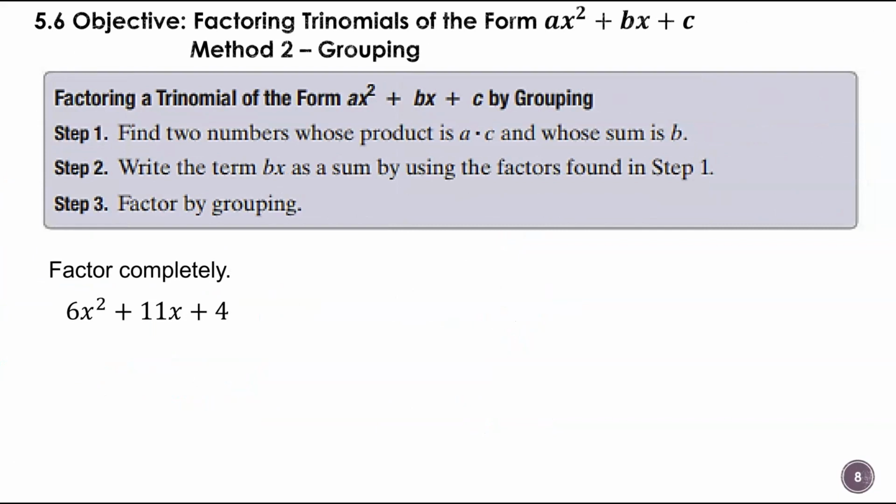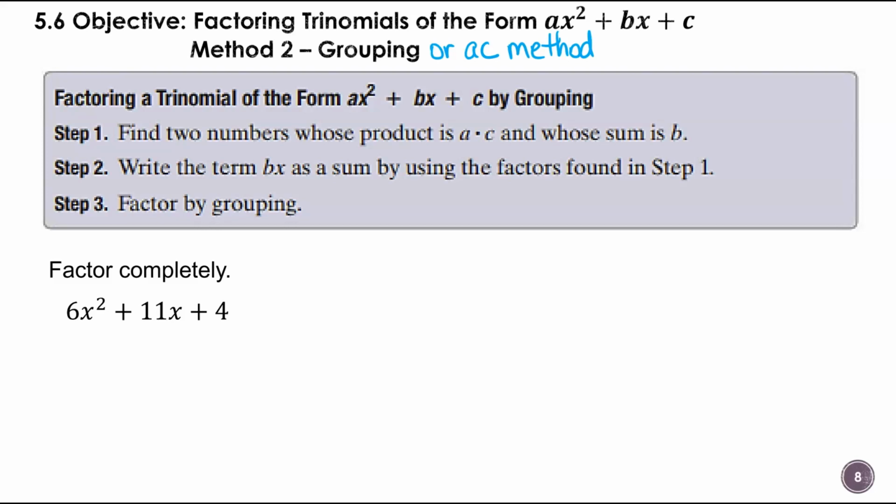All right, so here's the next one. Now this method's called grouping. In other books that I've taught from, I also called this the AC method, right? And that's because we multiply the A times C and then we try to find a sum that equals the B. Okay, so A times C to get the B, and then we write the term bx as a sum by using the factors found in step 1. This probably sounds confusing, but I'm going to show you exactly how this works. And then we factor by grouping. So it's probably going to make more sense as I show you what to do here.